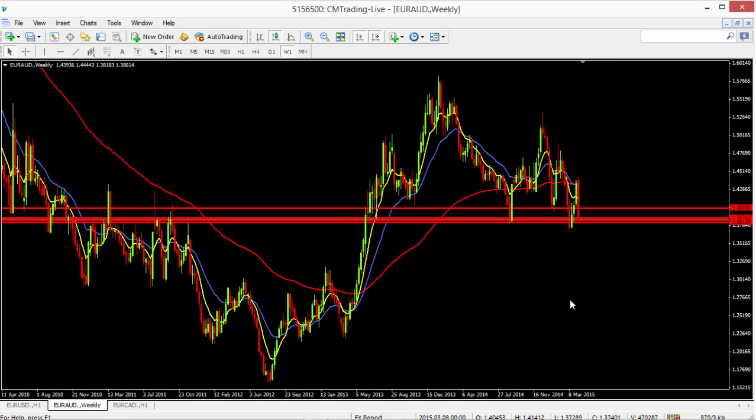So yes, I'm interested in the euro Australian dollar, but I'm going to be a little bit careful on this one. On that little bounce on the hourly, I'd like to take a small short. If it breaks below that support level over there, then I'll add to my short position.